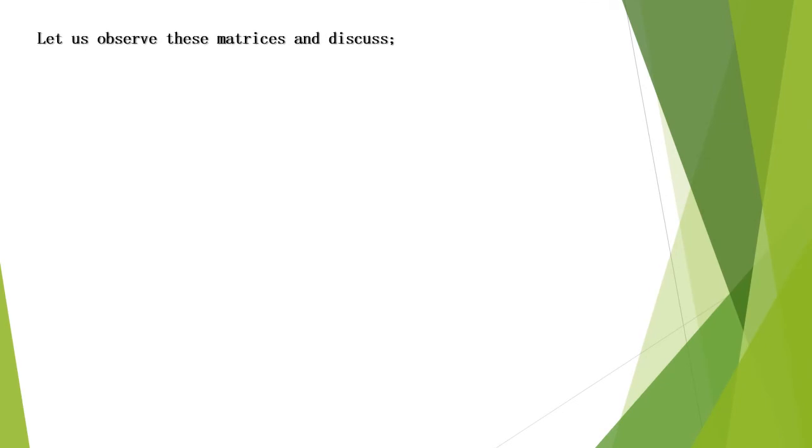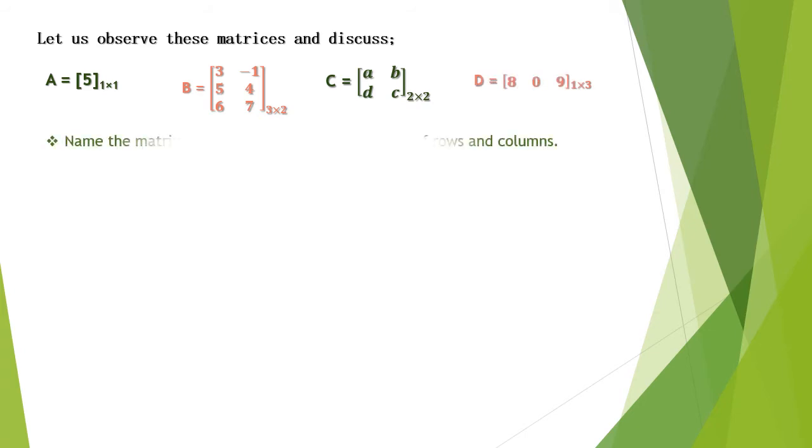Now let us observe these matrices. There are a few matrices. Name the matrix or matrices having equal number of rows and columns. Now we can find the matrix. You can see here row and column are equal. So our first selection is A and our next selection will be C, because you can see rows and columns, they are equal, isn't it?